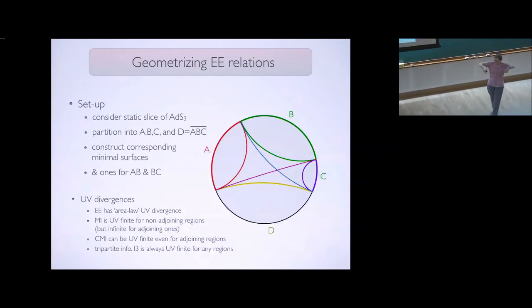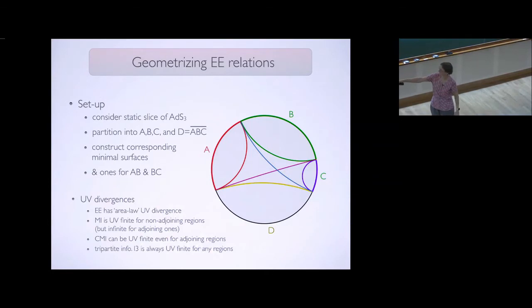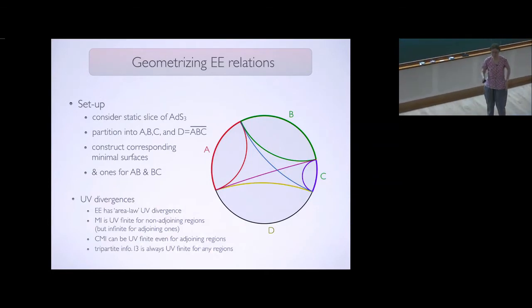So it's very nice to read off because the entanglement entropy has these divergent pieces, but the finite one is retained in this quantity. Thank you.